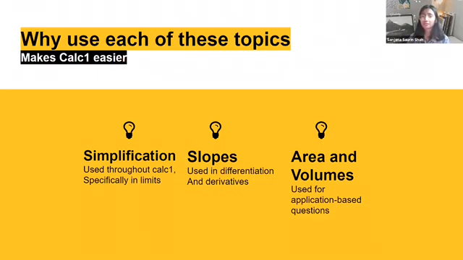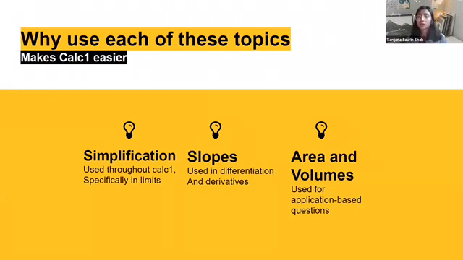Differentiation is basically going to be about finding a different quantity from the quantities that are given to you. If I have distance and time, you will be finding velocity using differentiation. And for that, you'll need to know how to calculate slopes.